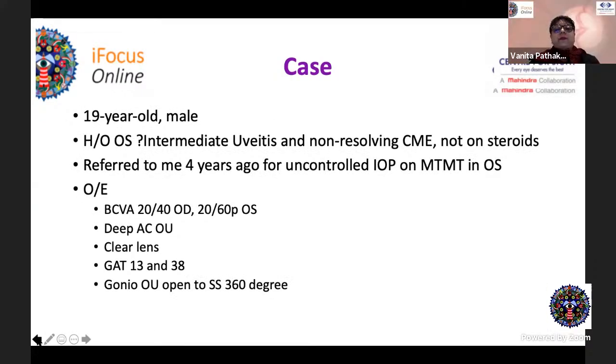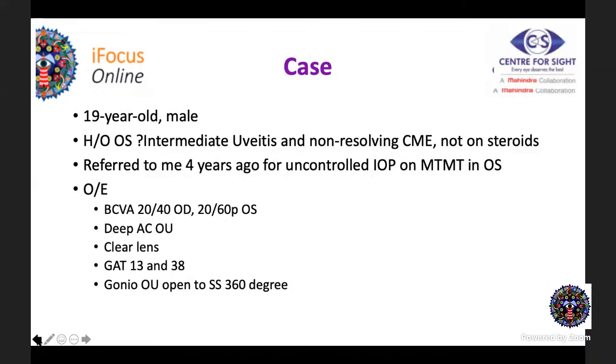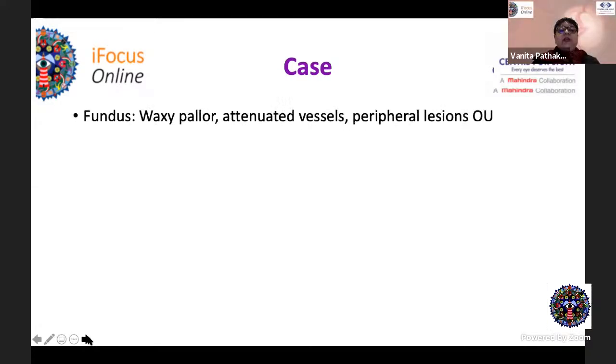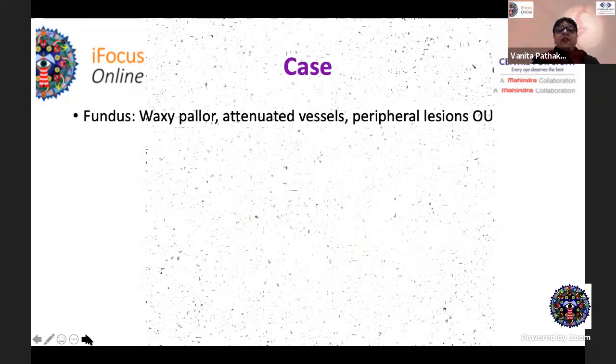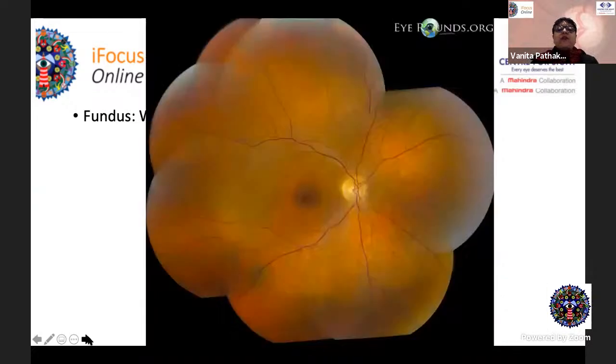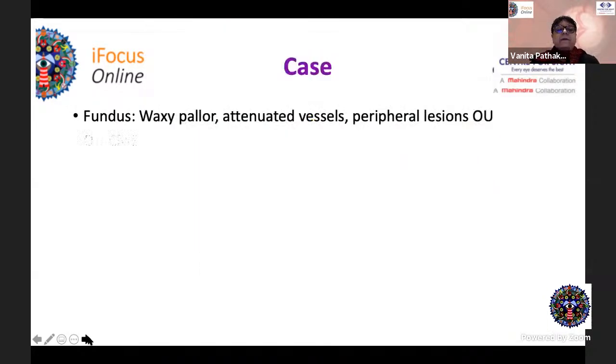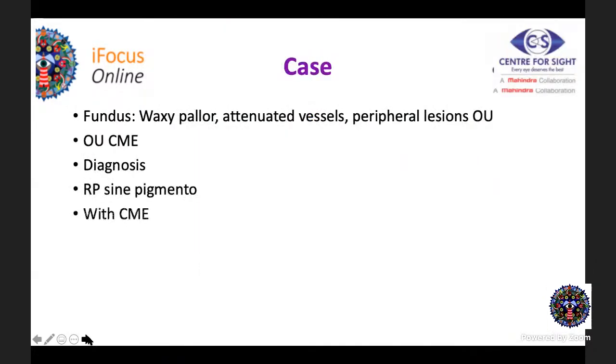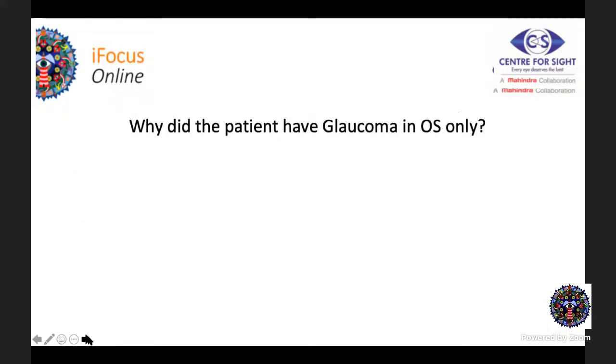So it wasn't intermediate uveitis. I've changed this for you. I'm not sure of it. What do you think? The patient is not on topical steroids. Would you take a history of any other type of steroids? Okay, maybe some systemic disease for which he's being treated with systemic steroids or inhalational steroids.